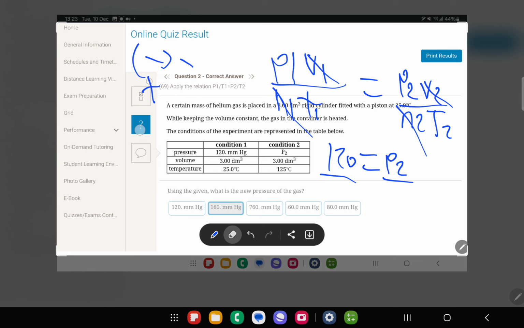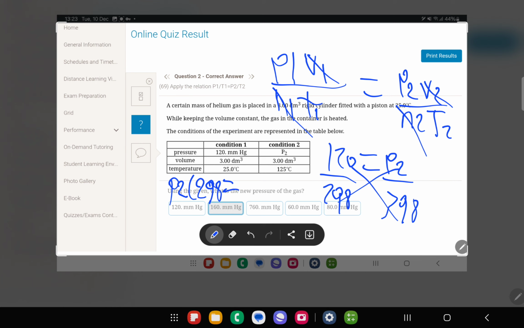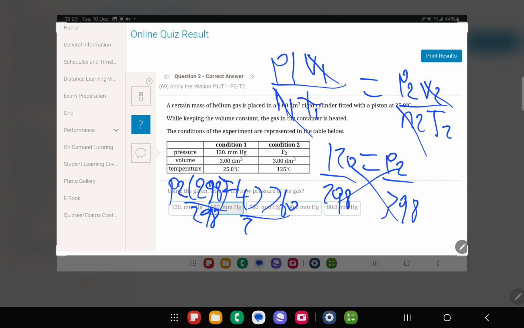Okay, so now let's solve. 25 plus 273 will be 298, and T2, which is 125, will be 125 plus 273 equals 398. Now we can cross multiply. We're left with P2 times 298 equals 120 times 398, which is 47,760. So divide by 298 here, divide by 298 here.